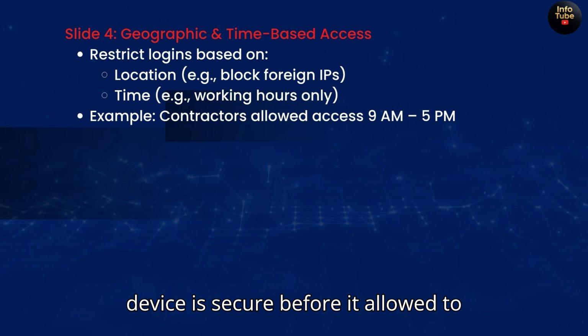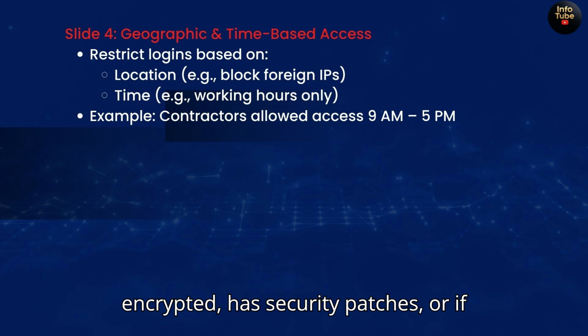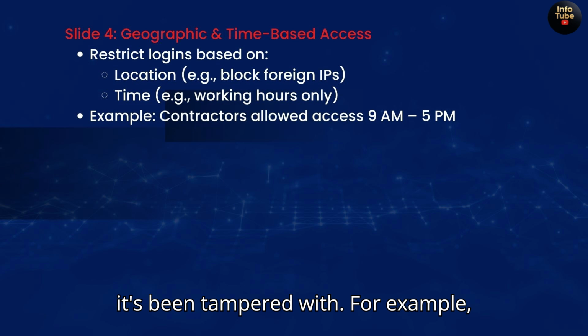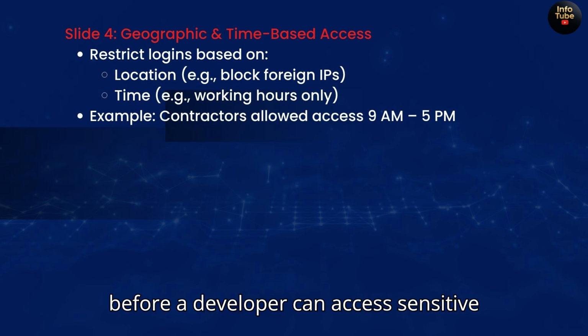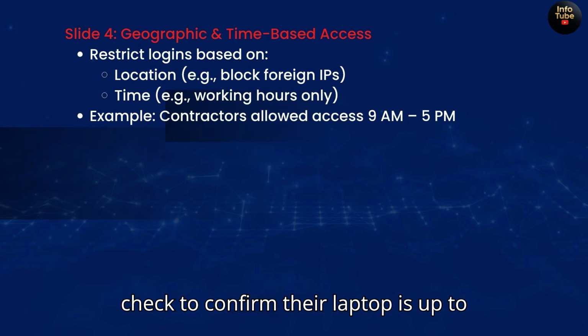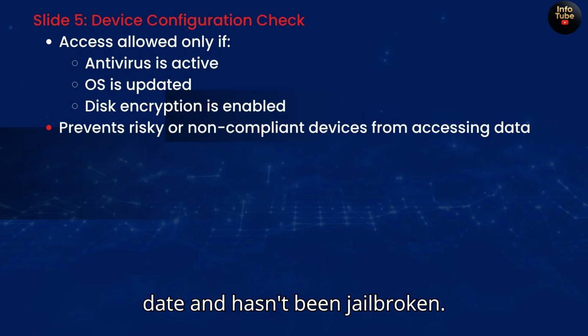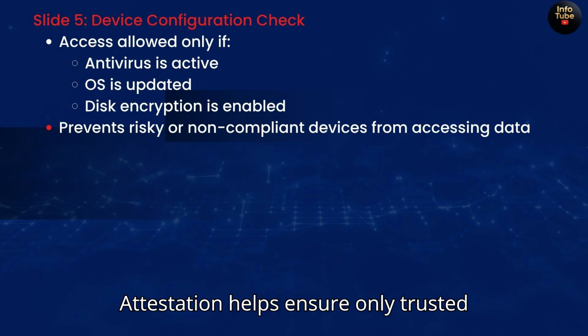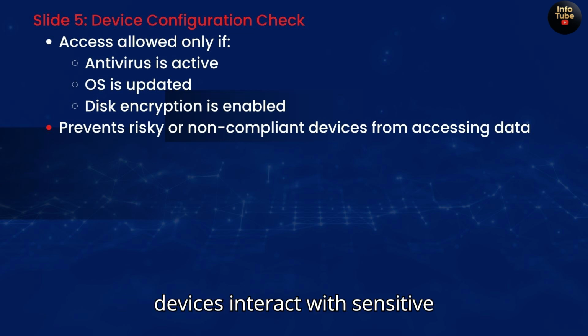Attestation verifies a device is secure before it's allowed to connect to the network. It checks for factors like whether the device is encrypted, has security patches, or if it's been tampered with. For example, before a developer can access sensitive source code, the system runs a compliance check to confirm their laptop is up to date and hasn't been jailbroken. Attestation helps ensure only trusted devices interact with sensitive resources.